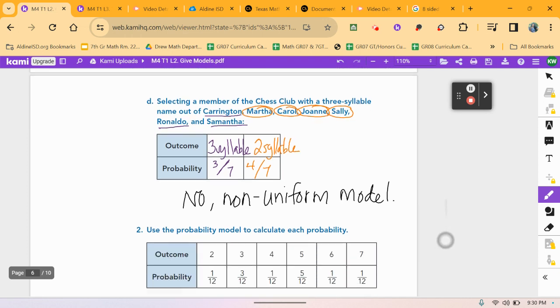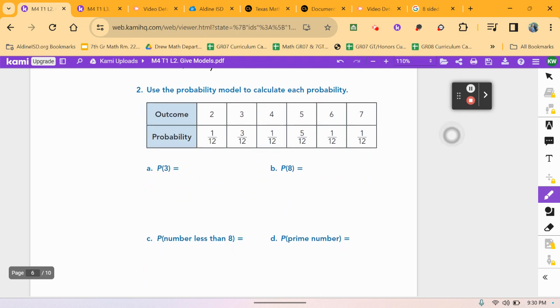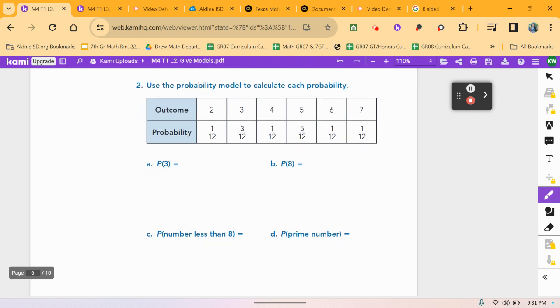Alrighty, now that we've got a good grasp on what a uniform and non-uniform model is, and we know how to create one, let's move on to question number 2.